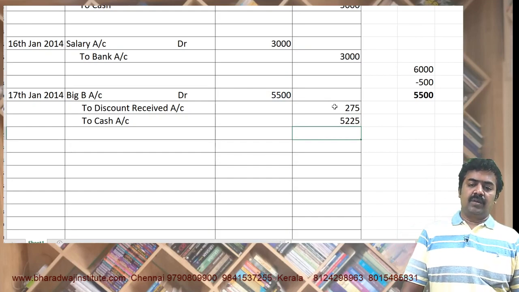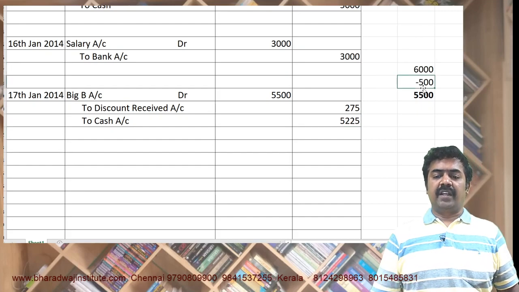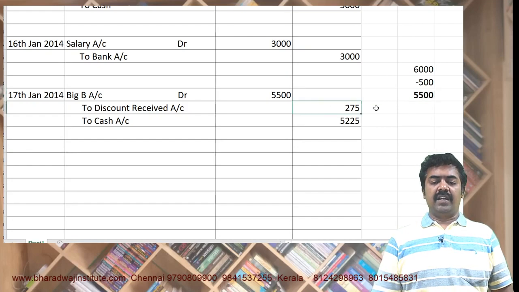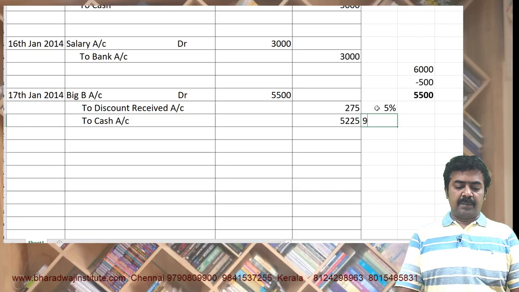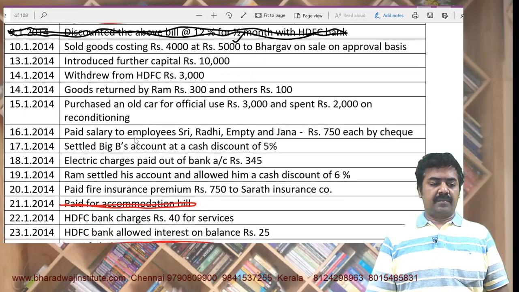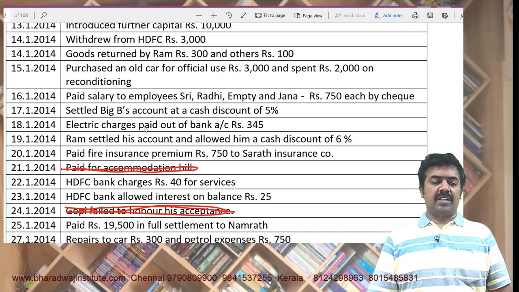5,500 minus 275. We are paying how much? 5225. Once again, we purchased for 6000. We returned goods worth 500. So the balance 5500 is payable now, which we are settling at a discount of how much percentage? 5%. Balance 95% is paid. So debit the receiver, credit all incomes and gains, credit what goes out. Next. 18th January. Electric charges paid out of bank account.